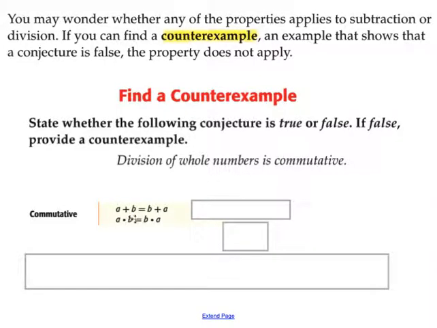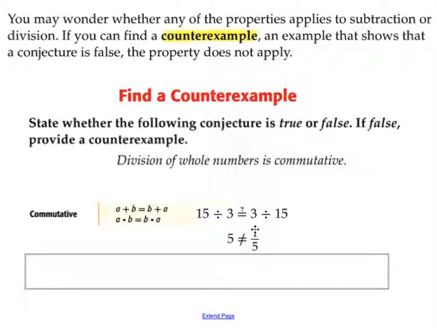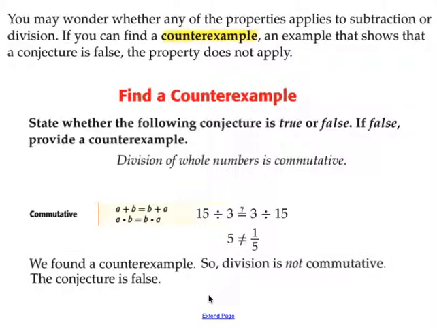So the commutative property says the order doesn't matter. So let's take a look. What if we took 15 divided by 3? Is that the same as 3 divided by 15 if we just switch the order? Well, on the left-hand side, 15 divided by 3 is 5, but 3 divided by 15 is 1 over 5. Clearly those are not equal, so therefore we can say division of whole numbers is definitely not commutative. That's a false conjecture.